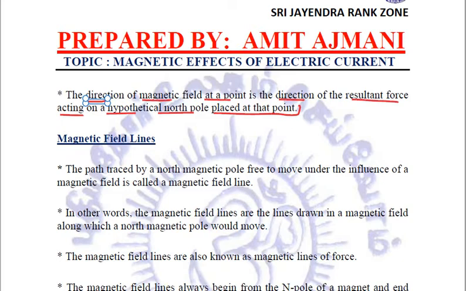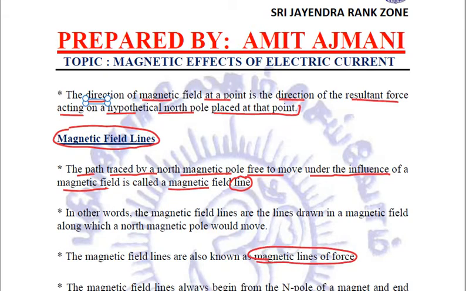Now we'll understand about magnetic field lines. What are these? The path traced by a north magnetic pole, free to move under the influence of a magnetic field, is called a magnetic field line. They are also known as magnetic lines of forces, right? In other words, we can also define the magnetic field lines as the lines drawn in a magnetic field along which a north magnetic pole would move.